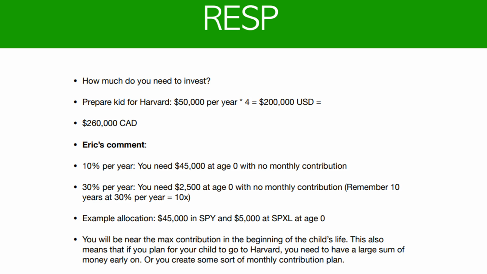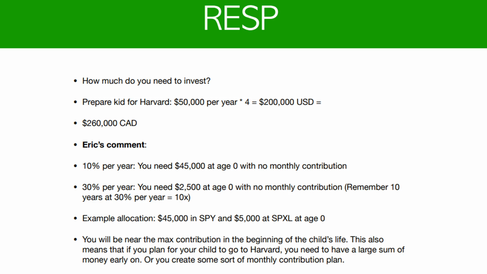So if you get 10% a year using just SPY alone, then you need to have 45,000 in the very beginning at age 0. So that means you need to have enough money to maximize your entire lifetime contribution limit for the kid at year 0 in the S&P 500, then it is all taken care of.